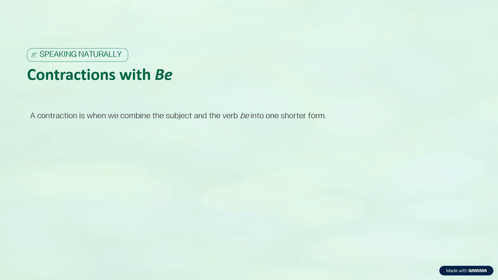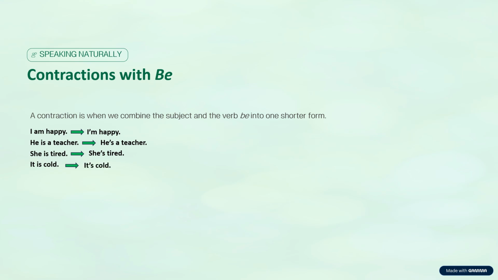For example, with I, we say I am happy, which becomes I'm happy. With he, she, or it, we use is, as in he is a teacher, becomes he's a teacher. She is tired becomes she's tired, or it is cold becomes it's cold. With we, you, and they, we use are. For example, we are ready becomes we're ready.